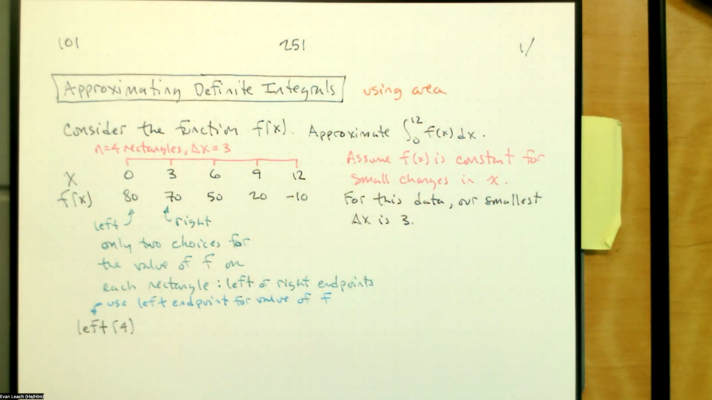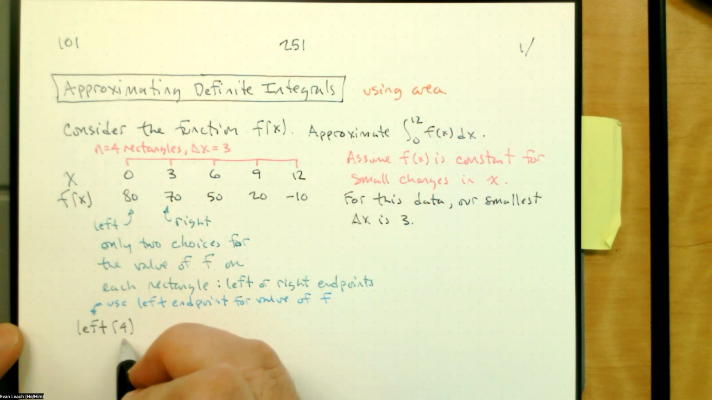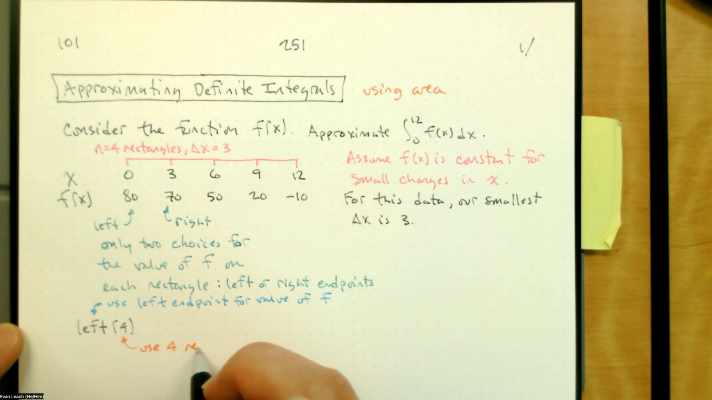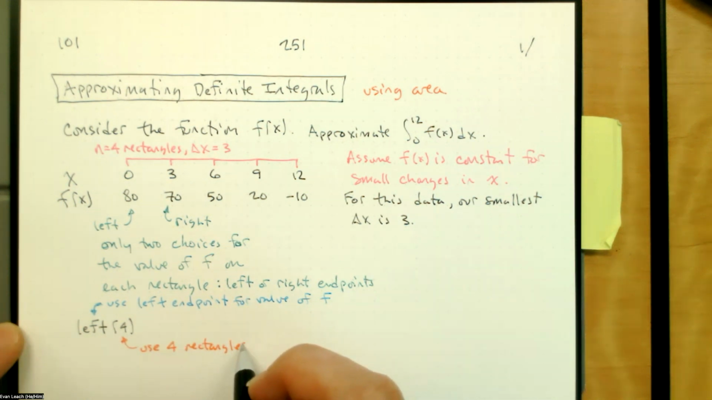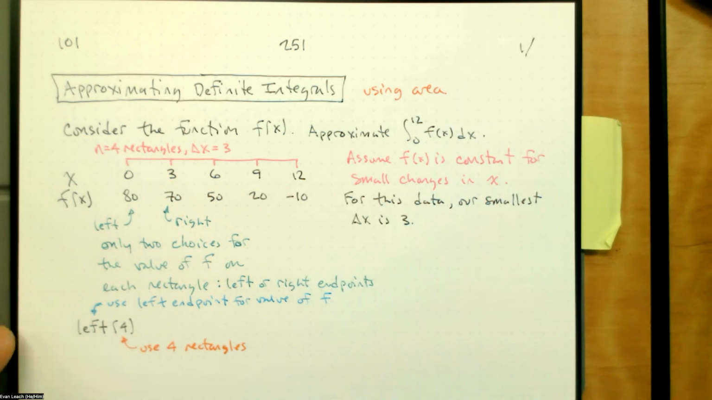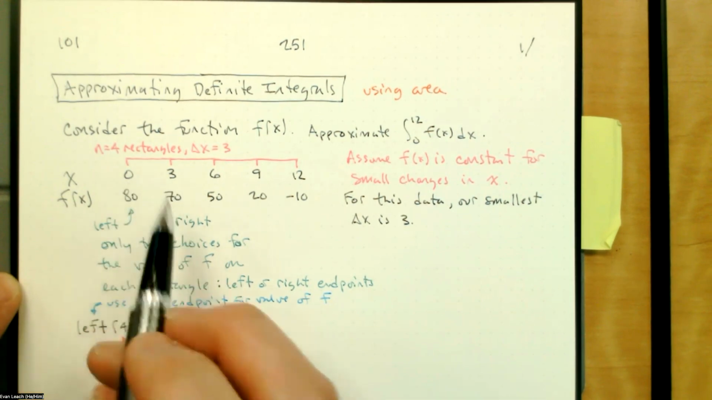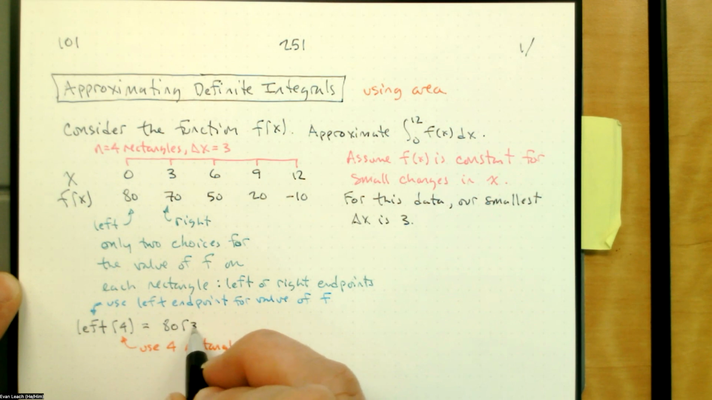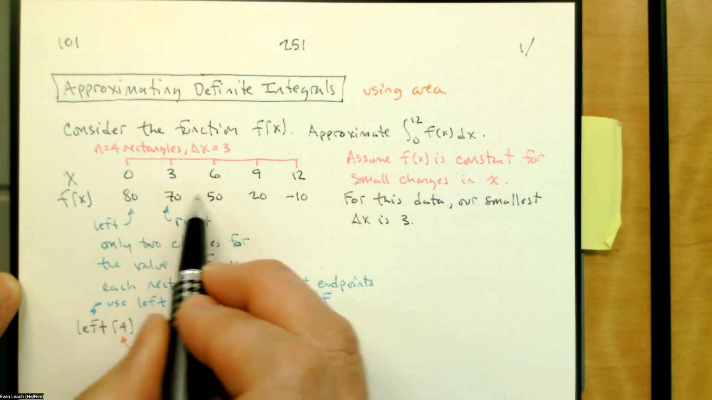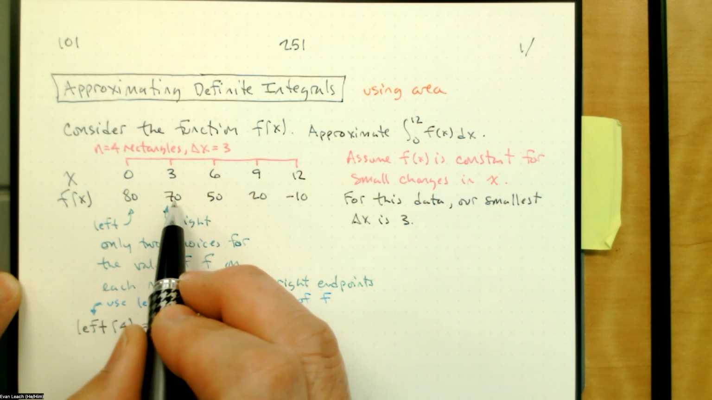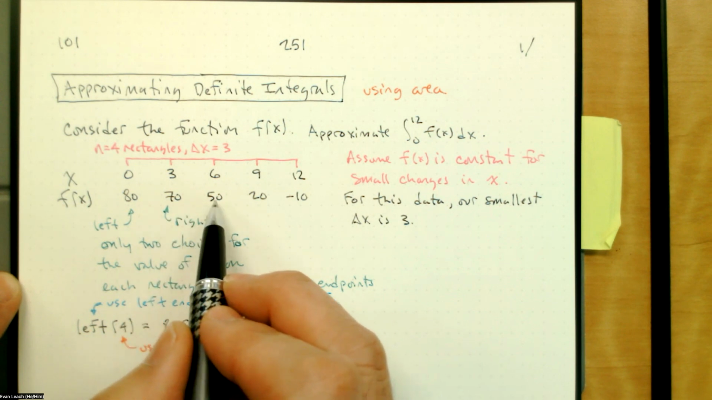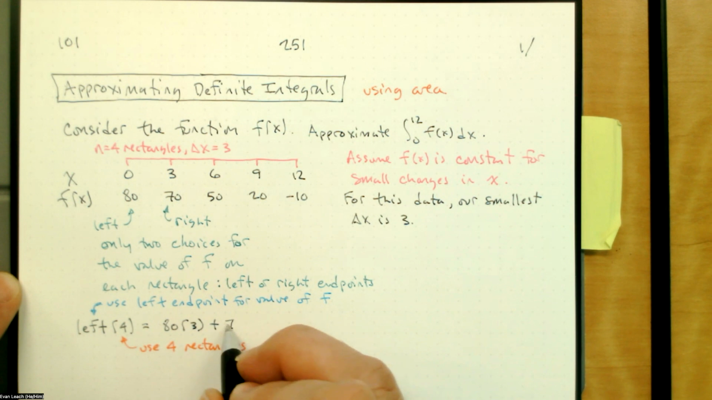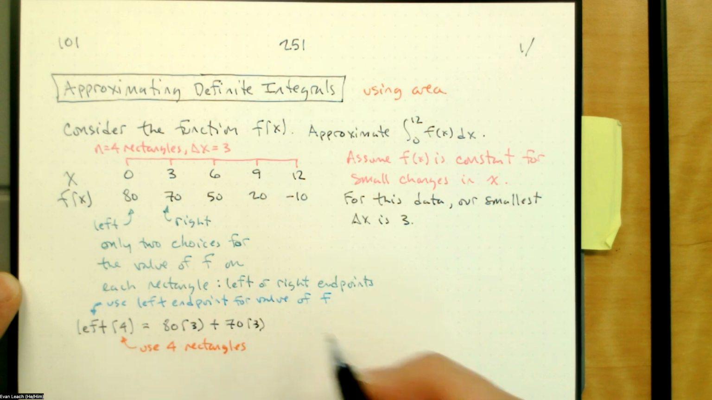So the left says use the left endpoint for the value of the function, and 4 says use 4 rectangles. So this first rectangle from 0 to 3 is going to have a value of the function of 80, and the width will be 3. For this next rectangle, 70 is left and 50 is right. 70 is left, we'll use that for 3.